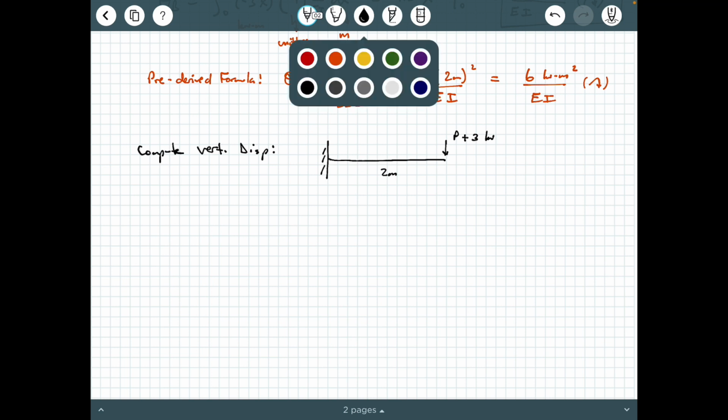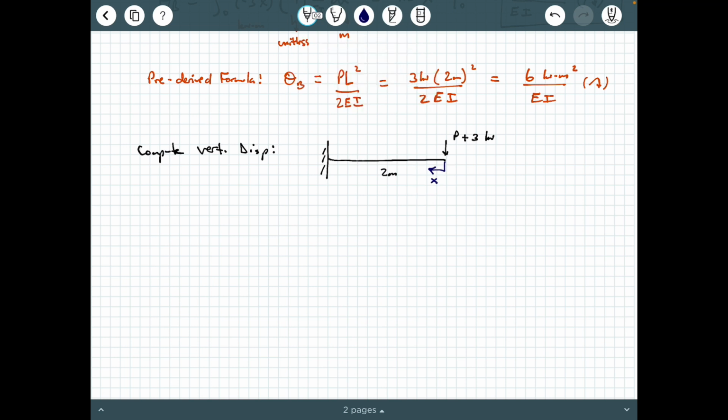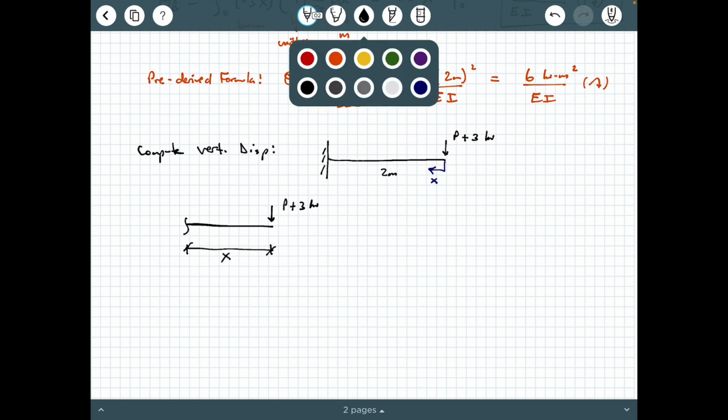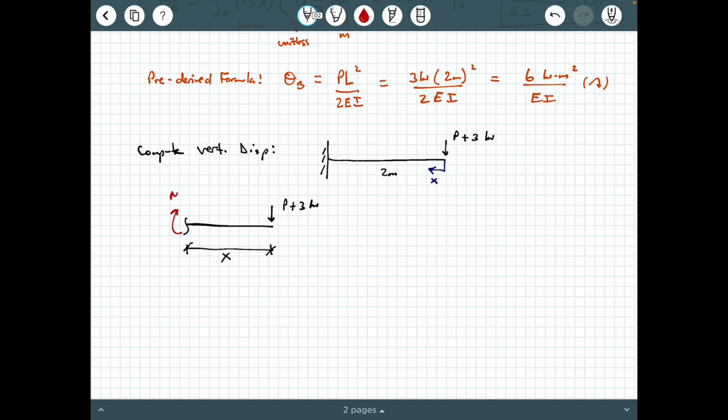And so I'm going to define the same x coordinate that I used before. This process is quite similar. I'm going to use method of sections, and I'm going to have P plus 3 kilonewtons here. I have a distance x here, and I have an internal moment M, and also an internal shear force V that I'm not really interested in. So I'm going to say sum of the moments about the cut equals 0, counterclockwise is positive, and I'm going to have minus M minus the quantity P plus 3 kilonewtons times x equals 0.